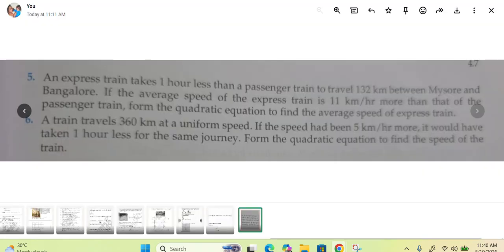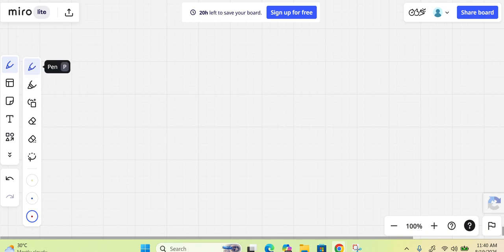Others, please continue doing. A train travels 360 kilometer at uniform speed. Uniform speed means same speed throughout. So the distance is 360 kilometer.